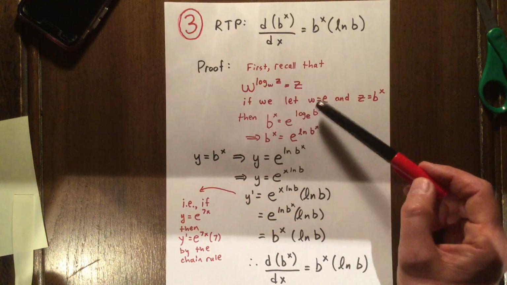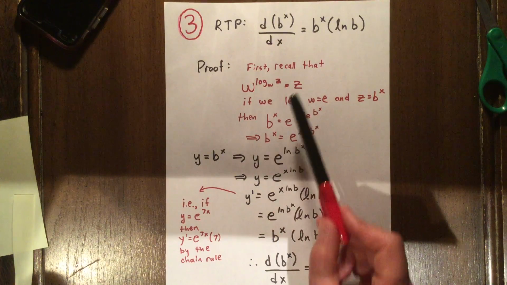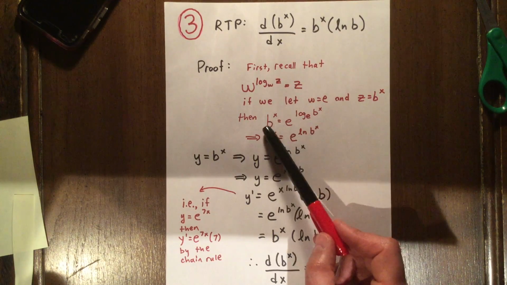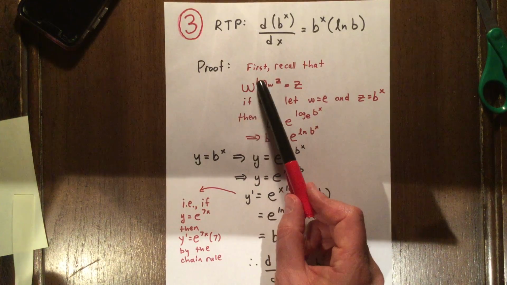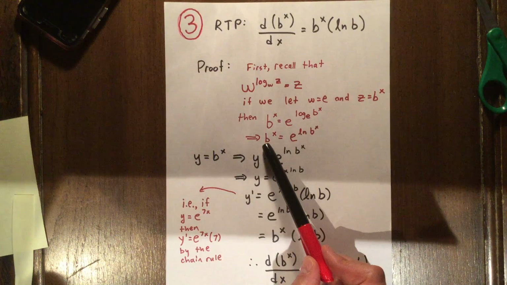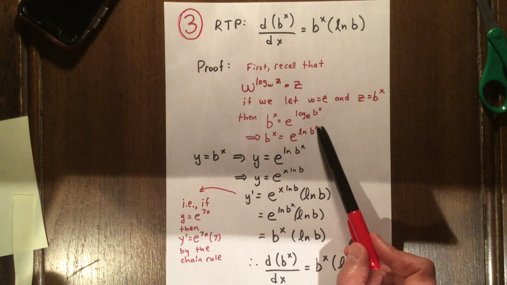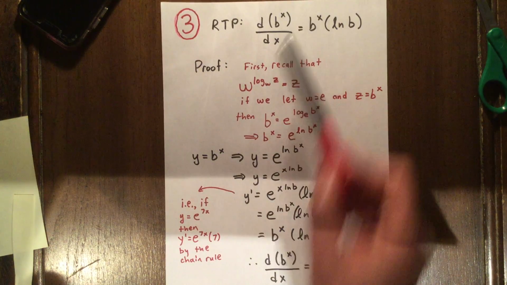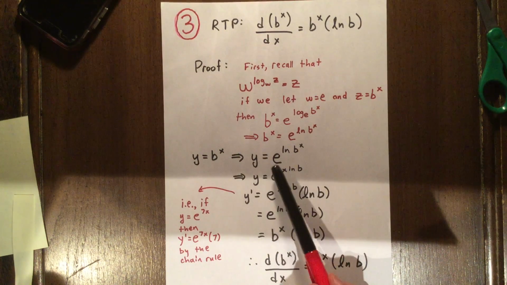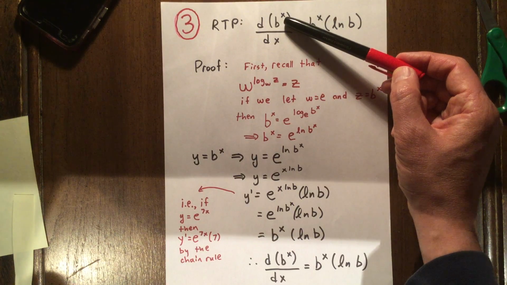Now, if we let w be e and we let z be b to the x, then we can rewrite this statement as b to the x is equal to e to the log base e of b to the x. Log base e is ln. So we can say b to the x is equal to e to the ln of b to the x. So let's now prove this. We're going to let y equal b to the x. So that's like saying y is e to the ln b to the x. So in other words, we're letting y be b to the x, and we're going to figure out its derivative.